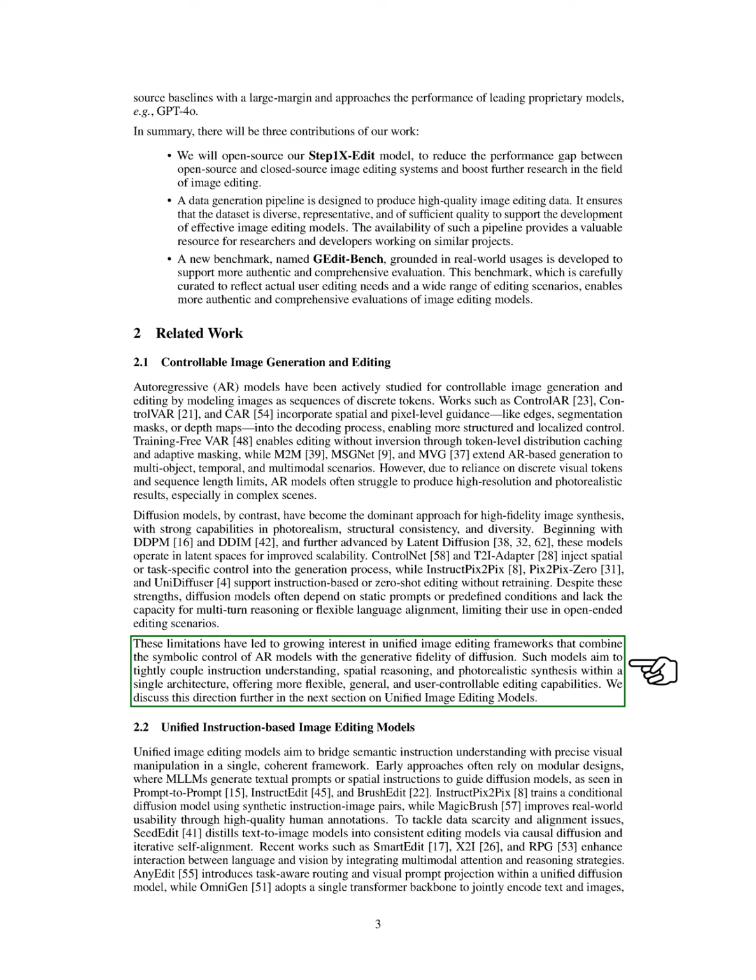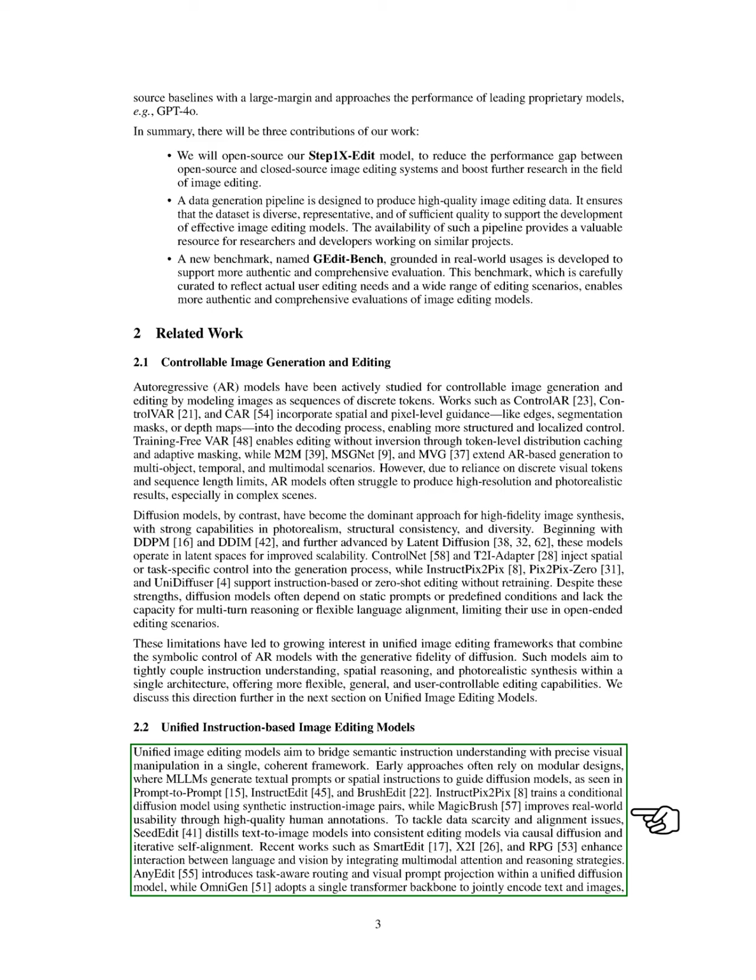Section: Unified Instruction-Based Image Editing Models. In this section, we discuss unified image editing models that combine understanding semantic instructions with precise visual manipulation in one framework. Early models often used modular designs, where large language models generated text prompts or spatial instructions to guide diffusion models, as seen in approaches like prompt-to-prompt and Instruct-Edit.